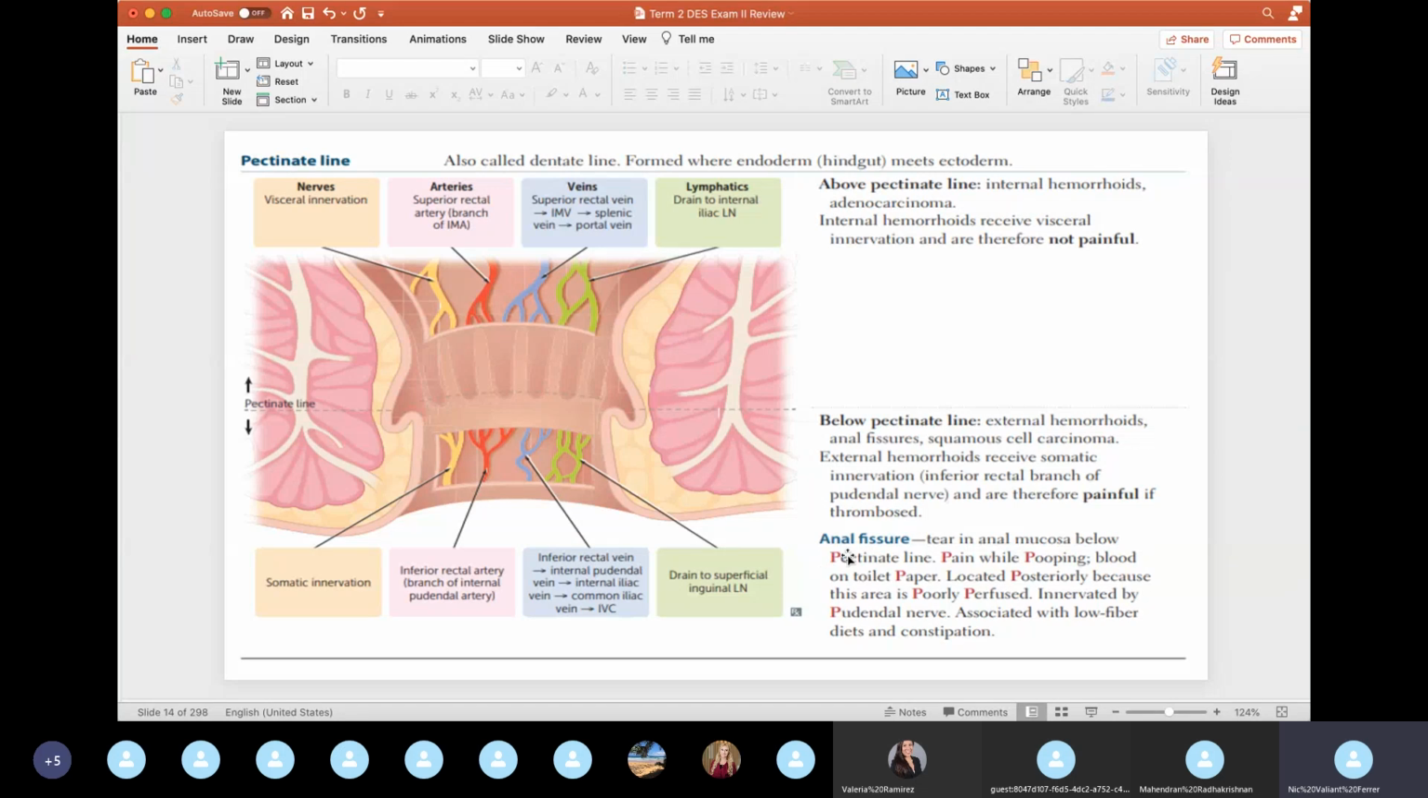There's also a thing called anal fissure, which is a tear in the anal mucosa below the pectinate line. Therefore, it is painful because it's somatic innervation. The inferior rectal branch of pudendal nerve is involved. You can also have blood on toilet paper.